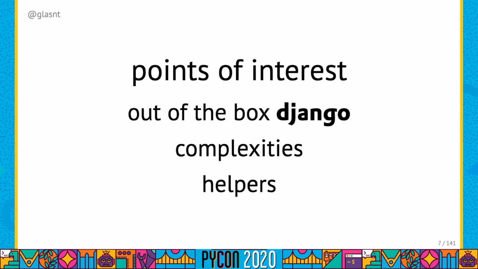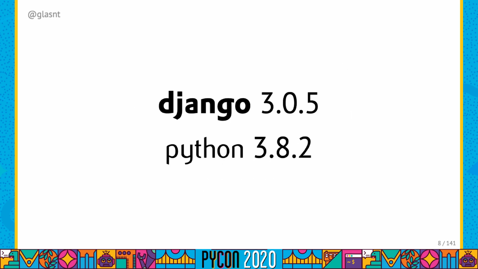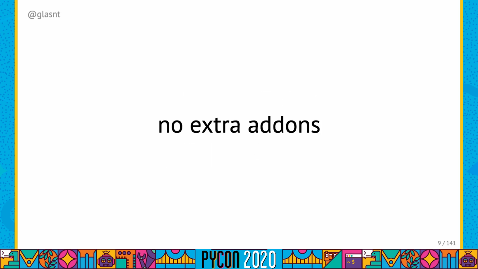Some of the points of interest along our journey today. We'll start by looking at exactly what comes out of the box with Django, and then we'll discuss some of the complexities Django has compared to other web frameworks when it comes to deployment. We'll also discuss some of the helpers that Django has to assist us along the way. This talk and the code examples are specifically for Django 3.0.5 and Python 3.8.2. If you're joining me on YouTube from the year 2028, I'm sorry this talk might be a little bit out of date, but hopefully you'll still learn something.